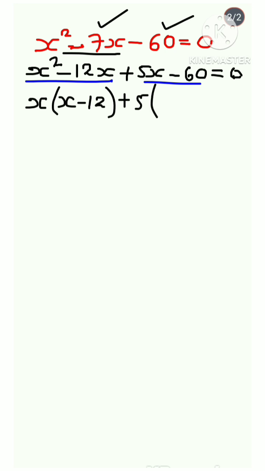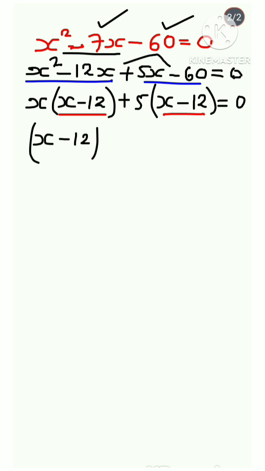5 is common, and here remains x plus, minus 5 (dividing 60 by 12) equal to 0. Now x minus 12 is common, so we get x minus 12, and here remains x plus 5. x minus 12 times x plus 5 equal to 0.